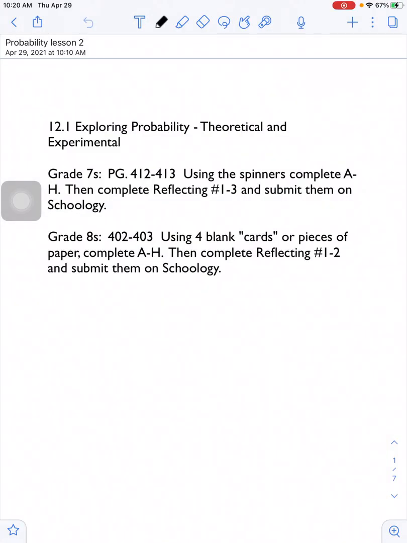All right, grade 8. We're going to have a quick look at the steps that you need to do for 12.1, the experiment today that looks at theoretical and experimental probability. And then you'll be answering the reflecting questions and submitting them for marking.